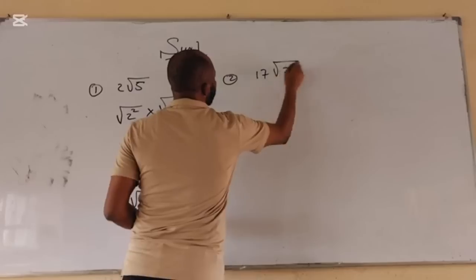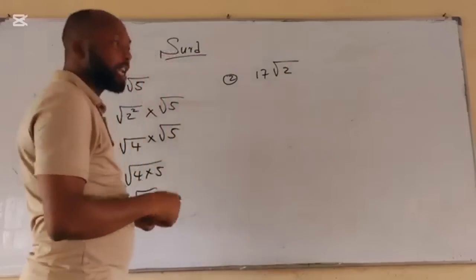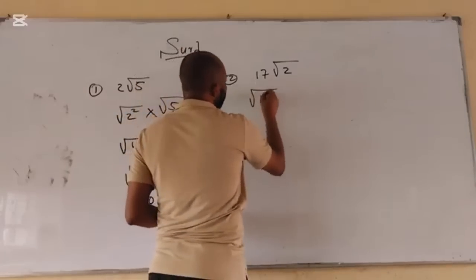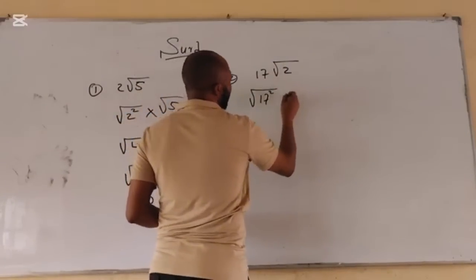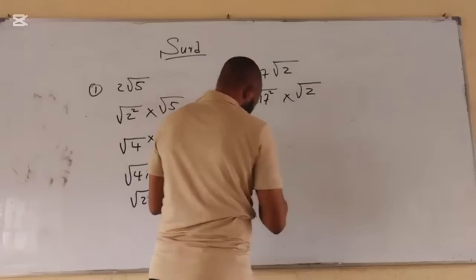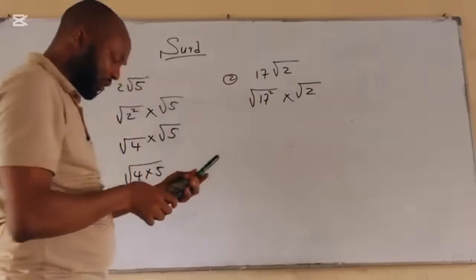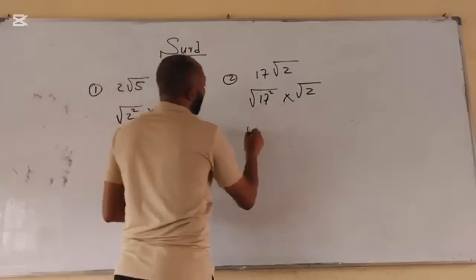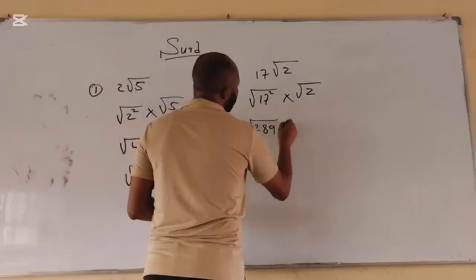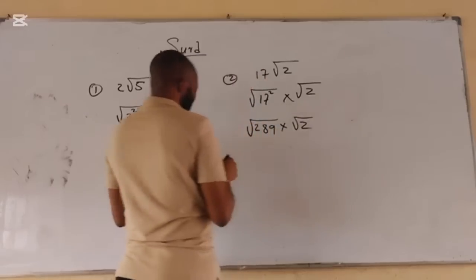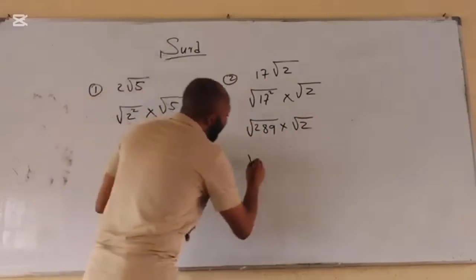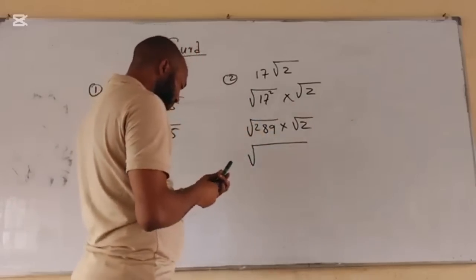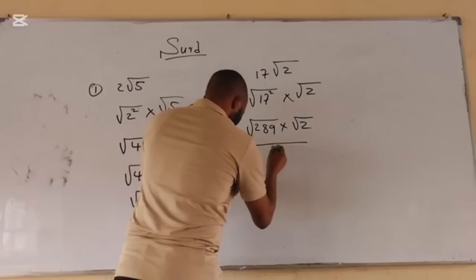Root 2. Since I've discussed that earlier on, the easiest way to go is just to root it and square it times the root of 2. So now you ask, what is 17 squared? That is 289. So here becomes root 289 times root 2. Now, it's the same thing as multiplying 289 times 2. That gives me root 578.